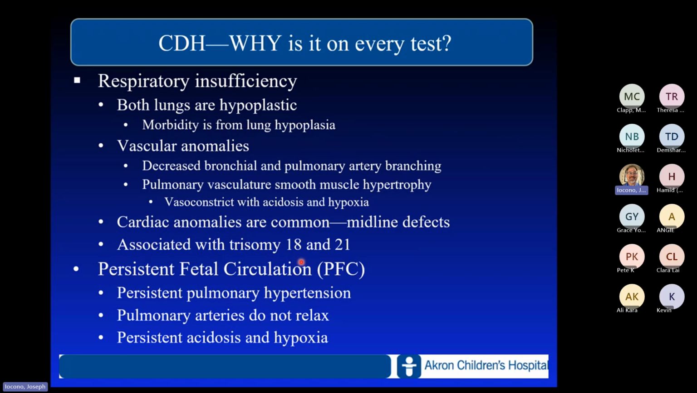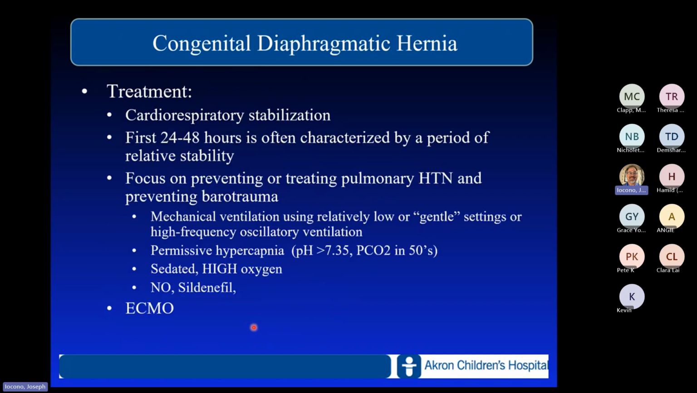If you need to guess anything, if they're asking on an ABSITE what is associated with trisomy 21: CDH, duodenal atresia, Hirschsprung's disease, all associated with Down syndrome. So keep that in the back pocket. Persistent fetal circulation is persistent pulmonary hypertension. The pulmonary arteries do not relax. It causes persistent acidosis and hypoxia, and you've got to treat that before you treat with the operation.